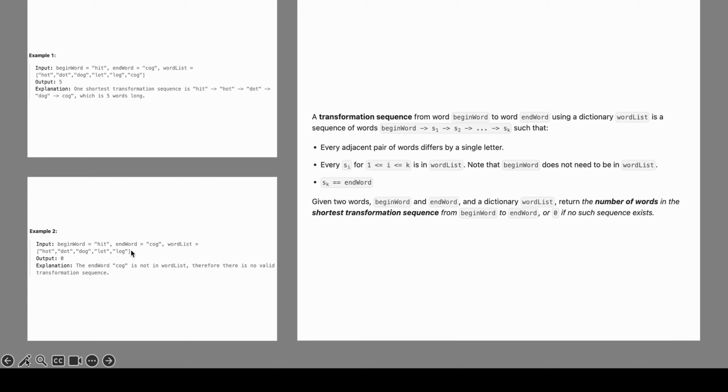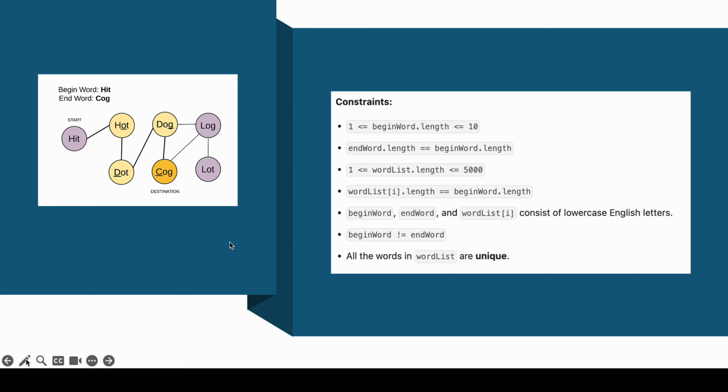In example 2, now here we're asking: is endWord in the list? No, it isn't, so we're going to return 0. And that's the problem. So now that we understand the problem, let's think about the constraints.